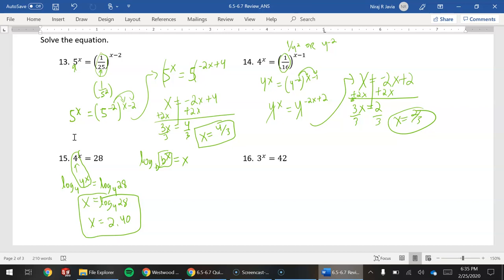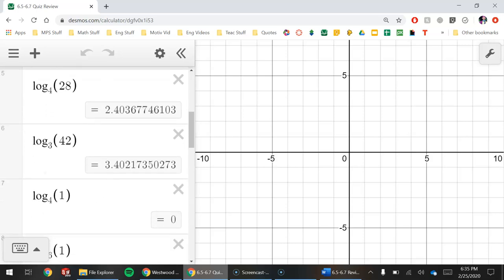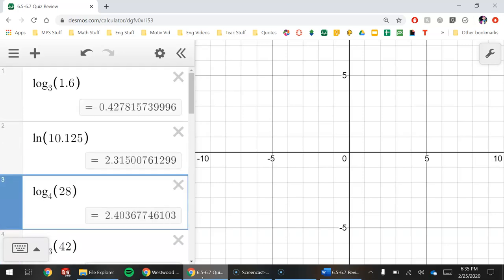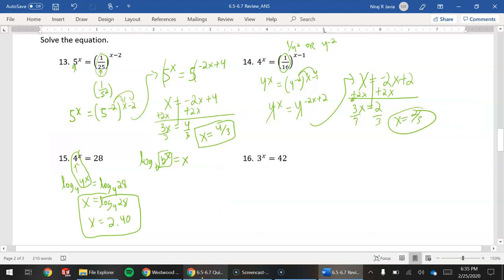So those two are fine by me. When you write x is equal to log base 4 of 28, that's fine. Or you can evaluate it yourself and say x is equal to 2.40 or 2.4. So let's see if I have it up here. Oh wow, look at all that. There it is. Log base 4 of 28, right here, is actually 2.40. So I'm just rounding to two decimal places. Perfect, so log base 4 of 28. Yeah, done.